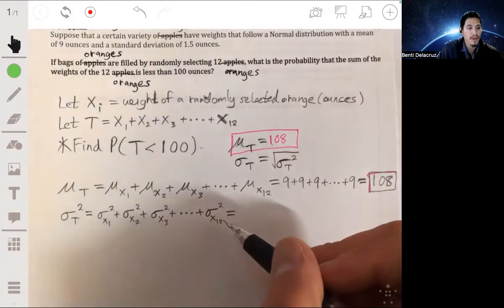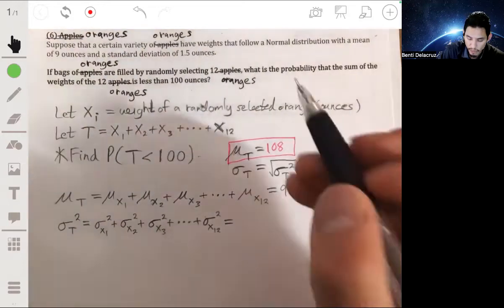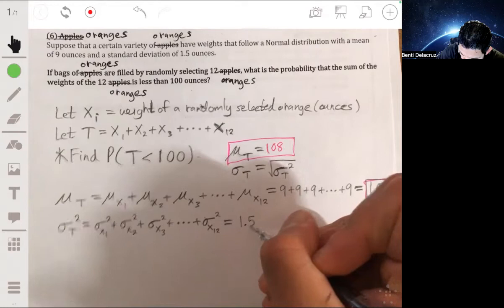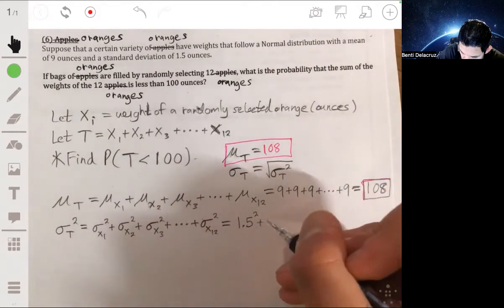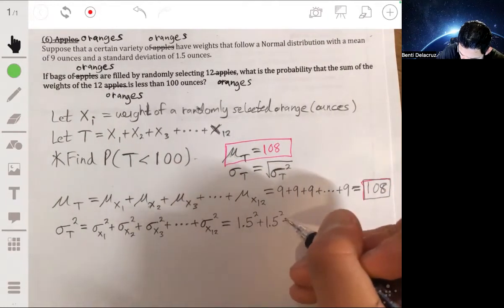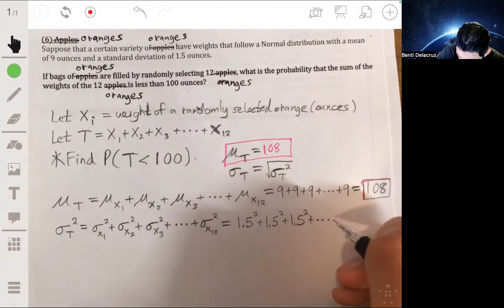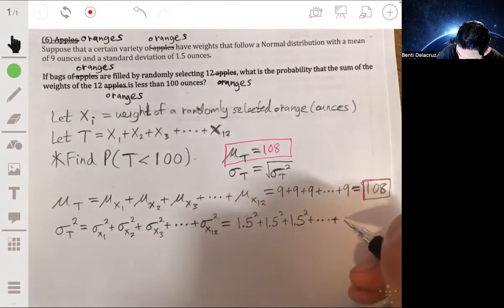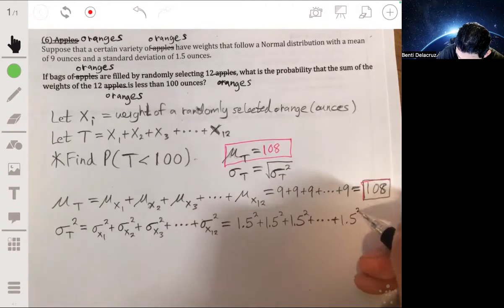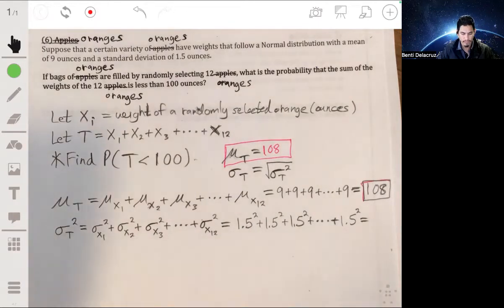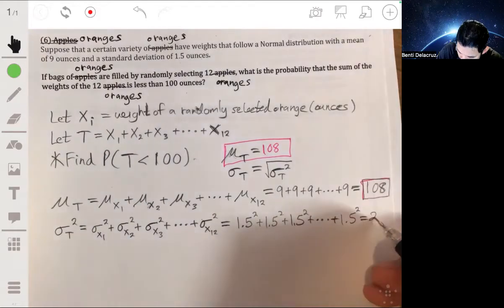All of those are going to be 1.5 squared, because the standard deviation is 1.5. You're going to have 1.5 squared plus 1.5 squared plus 1.5 squared, all 12 times because you're doing 12 oranges. And you're going to get 27.